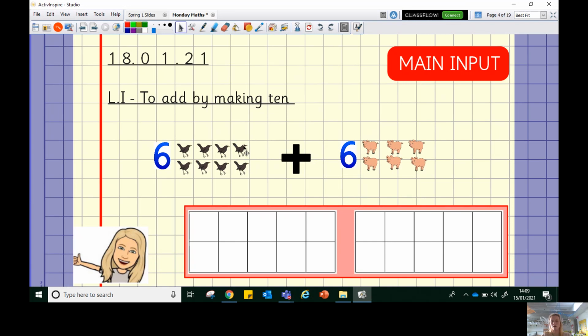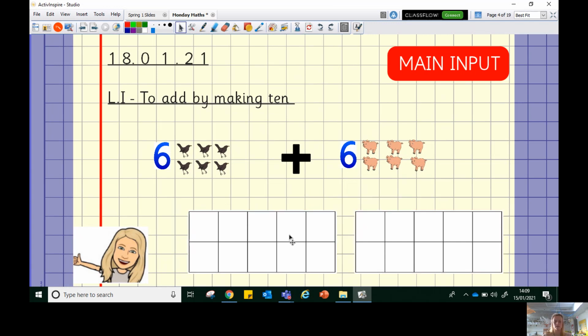Okay, first thing I want you to do is have a look at this picture and see if you can create this number sentence using your items. So I've got 6 crows and 6 pigs. See if you can do that. Off you go. Okay, once you've done that, I want you to practice putting them into the tens frame.